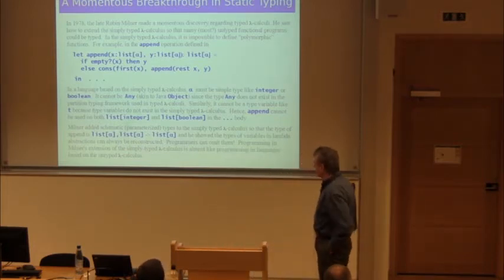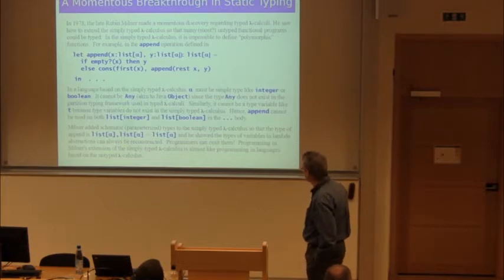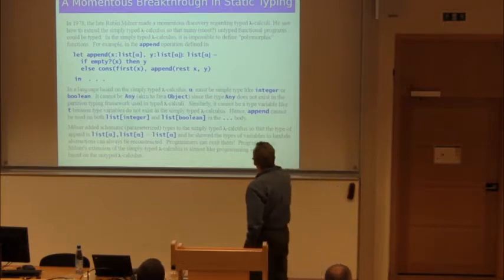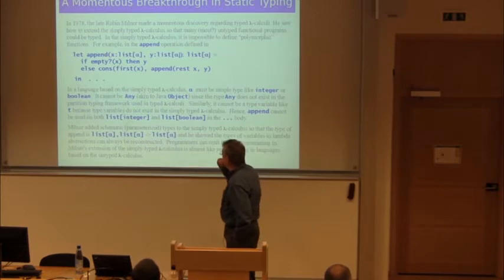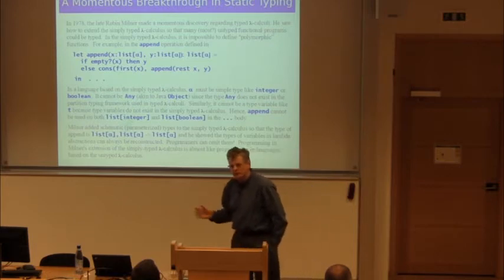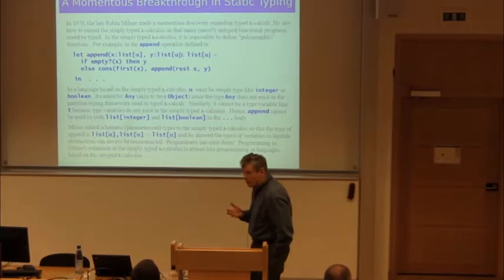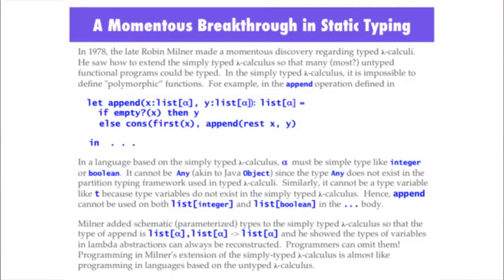And in particular, Robin Milner, a truly magnificent computer scientist, one of the real greats of the field, made a momentous discovery regarding typed lambda calculi. He saw how you could extend the simply typed lambda calculus so you could type the programs that people would typically exhibit as sample functional programs. Not all of them, but most of them. And the key thing that he supported was something called parametric polymorphism.